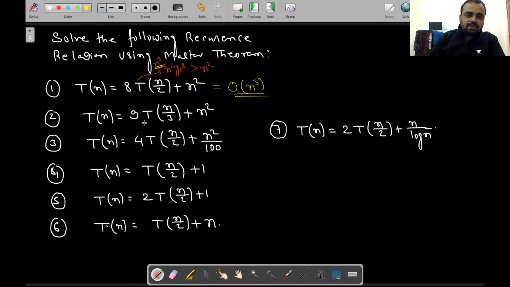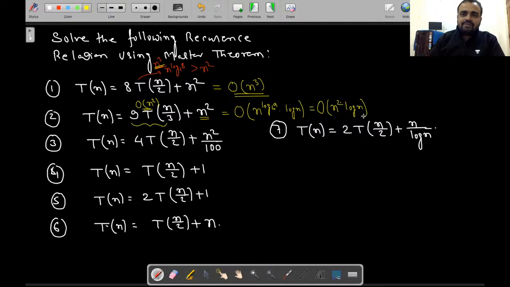Similarly, from this particular part, you can derive order of n square, and these both are equivalent. So in that situation, it will become n to the power log of a on the base b into log of n. So this implies order of n square log of n. Got it, everyone?